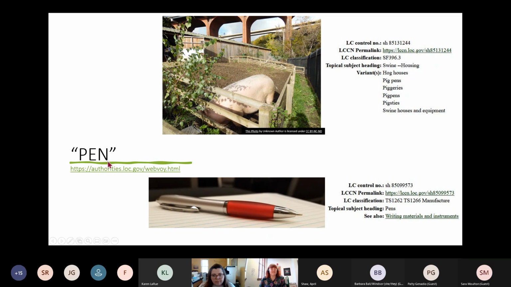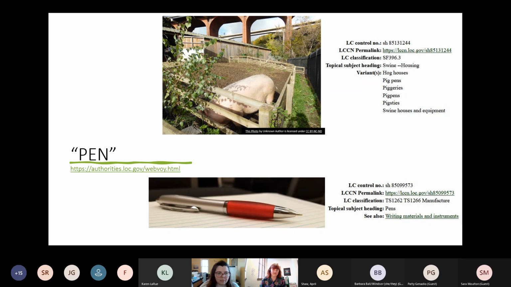So if we go to controlled vocabulary over here, these are examples of the Library of Congress subject headings. You can see that if we're talking about a pig pen, it's really swine housing, which are variant terms that are covered by this heading: hog houses, pig pens, piggeries, pigsties, swine houses, and equipment. So there's a lot that's covered by that one term, but that's the point of controlled vocabulary. And down here we see pens, writing materials, and instruments is also another subject heading that could encapsulate what kind of pen you're talking about, so there's not discrepancies. So that's really the point of controlled vocabulary.